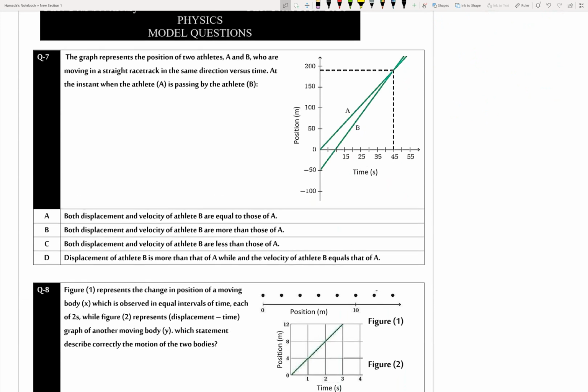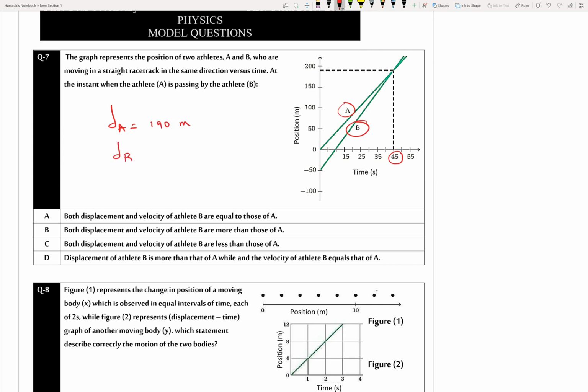Alright, question 7. The graph represents the position of two athletes A and B who are moving in a straight race track in the same direction versus time. This is athlete B, this is athlete A, passing by athlete B. As we can see from the graph, both covered different displacements at the same time. At t equal to 45 seconds, what is the distance covered by A? dA, the displacement covered by A, starts from 0, and in 45 seconds it reached nearly 180 meters, or 190, whatever, it doesn't make a difference.